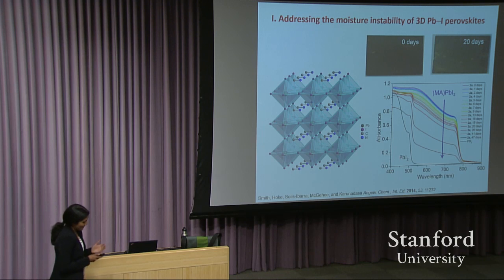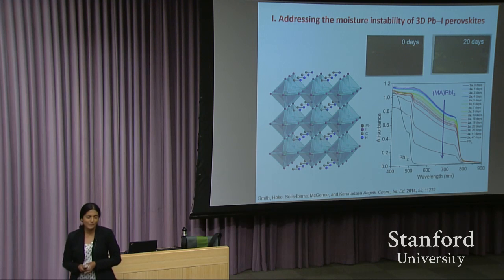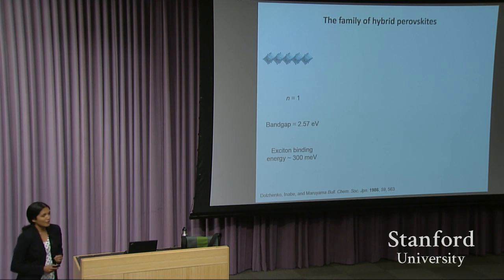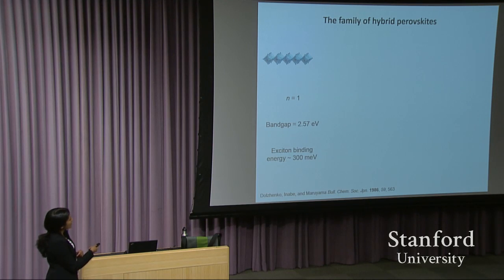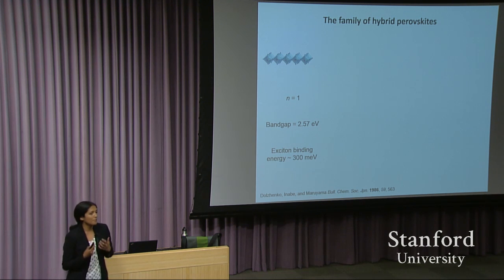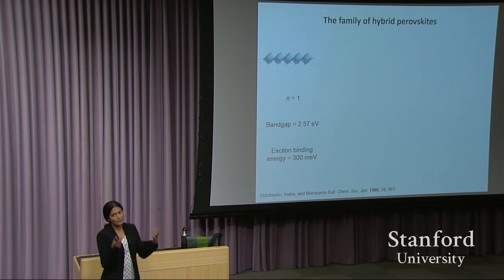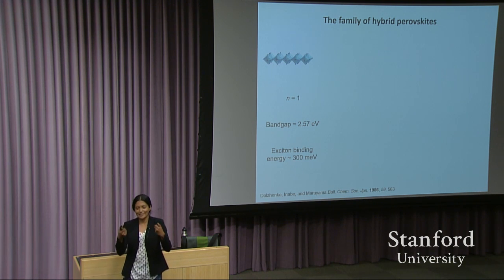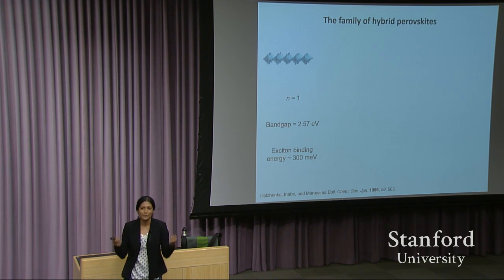So here we decided to take a step back and view the broader family of hybrid perovskites. So I mentioned that we can form these 2D perovskites that look like the 3D material has been sliced. In the case where that slice has just a single metal halide octahedral layer, these are called N=1 perovskites. They have large band gaps, and they have very large exciton binding energies, meaning that when you hit the material with light, you generate an electron and a hole, and that electron and hole really very strongly feel each other, and it's very hard to separate that electron and hole.